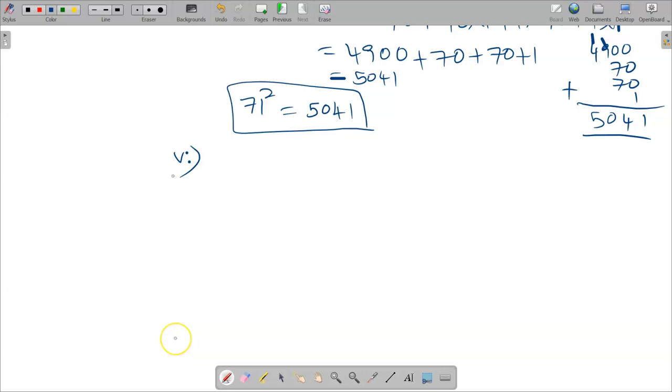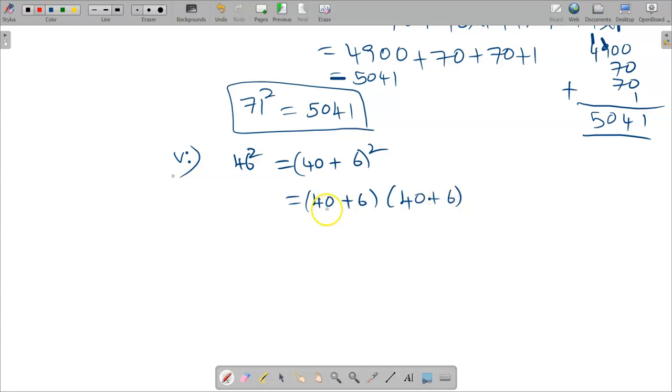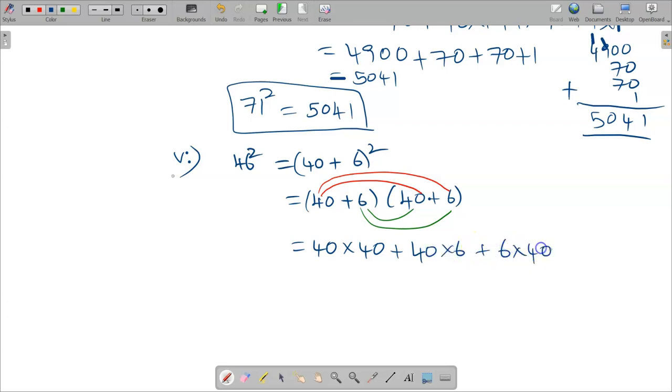Okay. Then at last, the sixth problem, 46 square, which I can write as, separate your unit digit 6. So 40 plus 6 is 46 the whole square. So 40 plus 6 into 40 plus 6, 40 into 40 and then 40 into 6. Similarly 6 into 40, 6 into 6. So 40 into 40 plus 40 into 6 plus 6 into 40 plus 6 into 6.